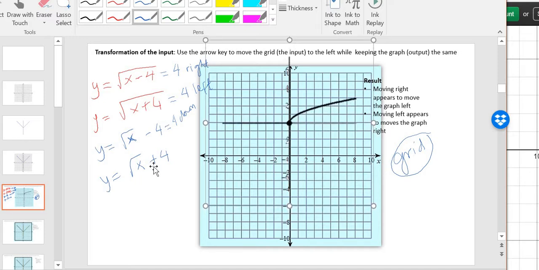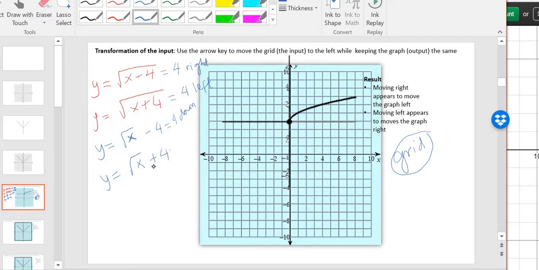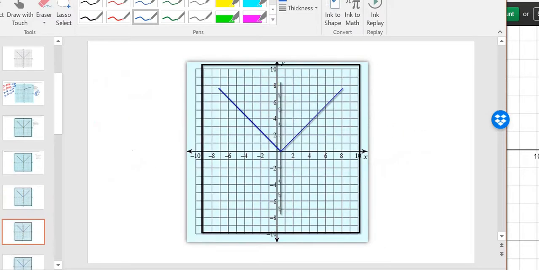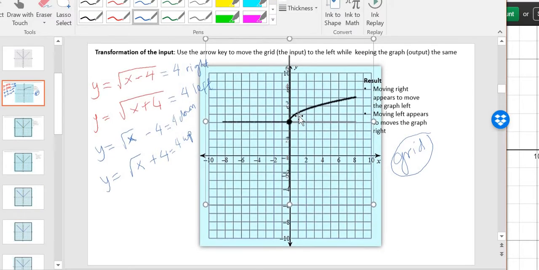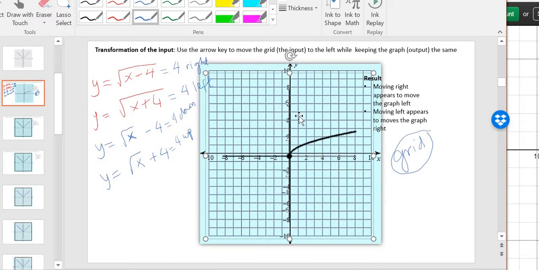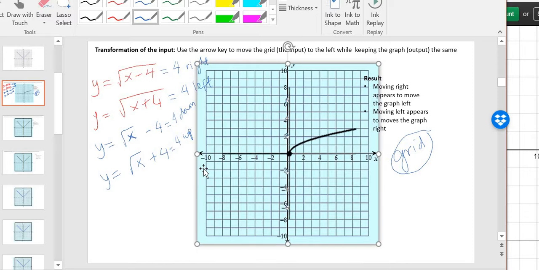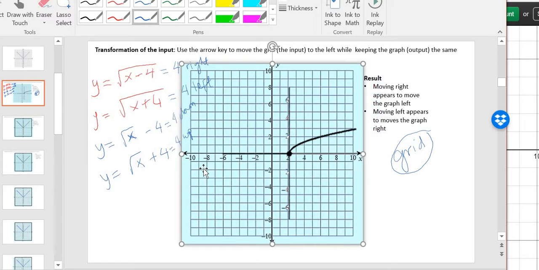So the graph has moved 4 units up. So that's why this is effectively 4 units up. Okay, so I hope this clarifies why it appears counterintuitive whenever you are moving left or right. It's because the output is stationary, but the input is moving to the left. The output appears to be moving to the right.